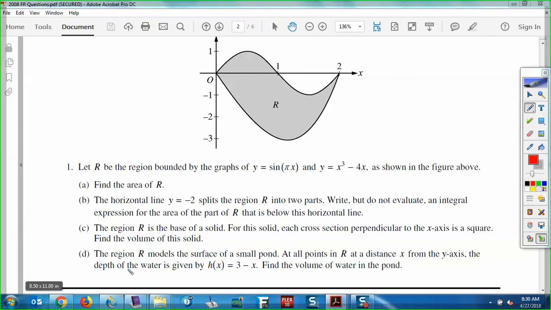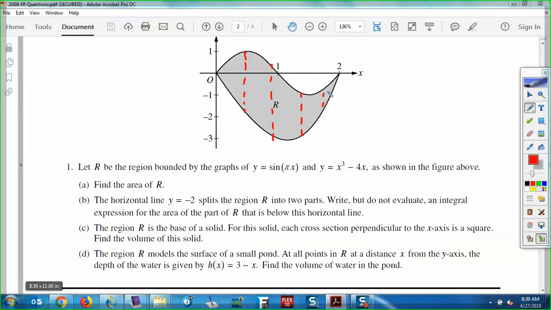It was this part. The region R models the surface of a small pond. So that's the top of the pond. At all points in R, at a distance x units from the y-axis, here would be x units from the y-axis, here would be x units from the y-axis, as we move across x units away from the y-axis, the depth of the water is given by h of x equals 3 minus x. Find the volume of water in the pond.